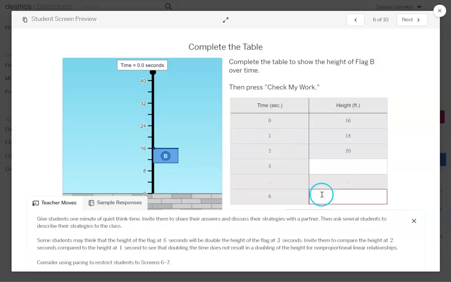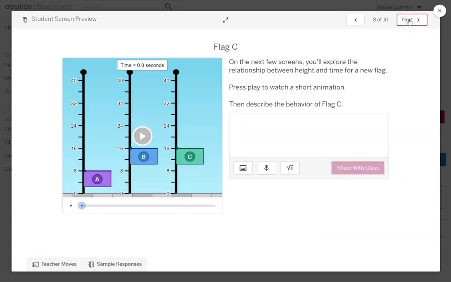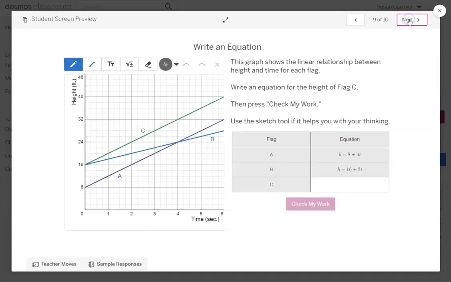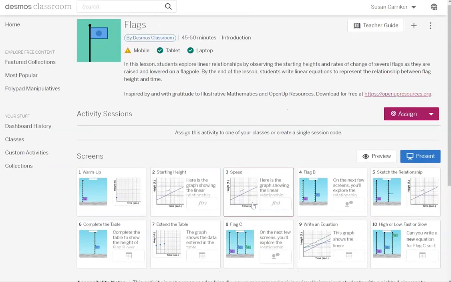And then this one, we're going from a graph, now we're using a table, so a second representation. So anyway, I'm not going to continue. I don't want to show off these answers, but they are supposed to type an expression here and check their work. If it is not correct, they need to continue. So now they're adding a flag C. They're going to describe the behavior of the flag. They're going to write an expression or an equation for that flag and check their work.